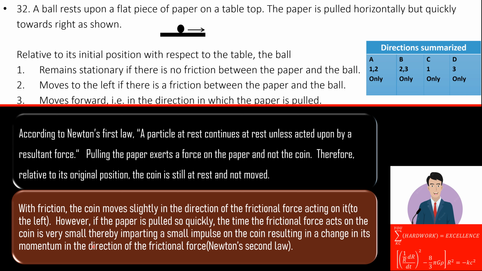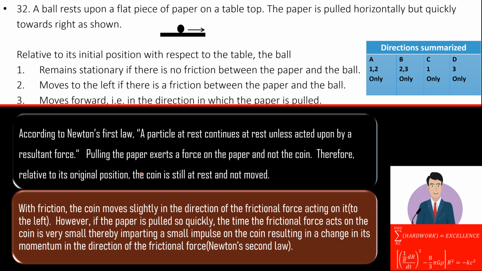Perfect. However, if the paper is pulled so quickly, the time the frictional force acts on the coin is very small, thereby imparting a small impulse on the coin, resulting in a very small change in its momentum in the direction of the frictional force, right? Again, Ft equals the change in momentum. So if t is very small, the change in momentum will also be very, very small. And since initial momentum is basically zero, we're basically talking about the final momentum, right? So the particle moves very gently to the left.